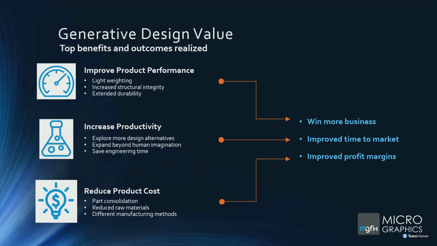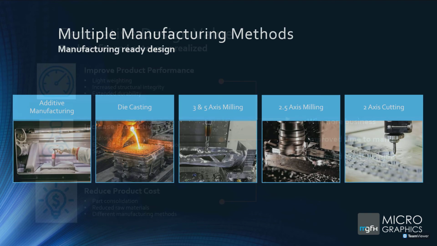You can consolidate assemblies into a single part. You're able to reduce the amount of raw materials, and we have some success stories. And you can explore different manufacturing methods for the same components. And at the end of the day, what this does is it helps you win more business. It improves your time to market, and it can improve your profit margin.